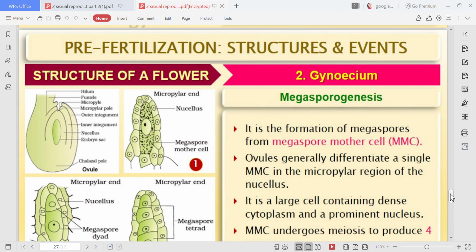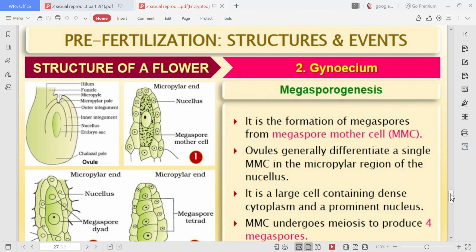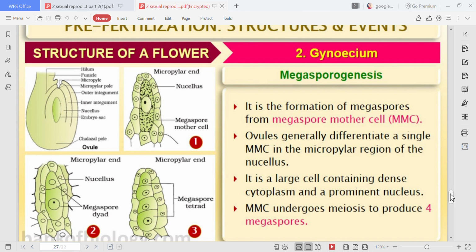The next topic that we are going to start is megasporogenesis. Megasporogenesis is the process of formation of megaspores from megaspore mother cells, or MMC. So we will study here how the megaspores are formed from the megaspore mother cell, MMC, which is diploid. Now, ovules generally differentiate a single MMC, and that too in the micropylar region of the nucellus.